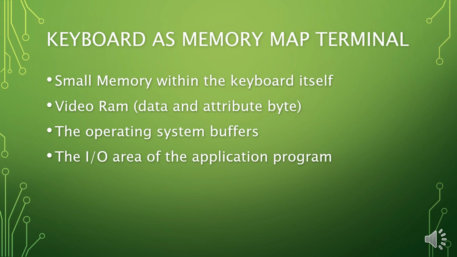The ASCII or EBCDIC code for the character is moved to the video RAM at the corresponding position with appropriate coordinates. Third one is operating system buffer memory, that is it has one buffer for each terminal and two separate buffers for input and output operation. And the last memory is the input-output area of the application program itself. When the user finishes keying in, the data stored in the operating system buffer for that terminal is flushed out to the input-output area of the application program which wants the data.